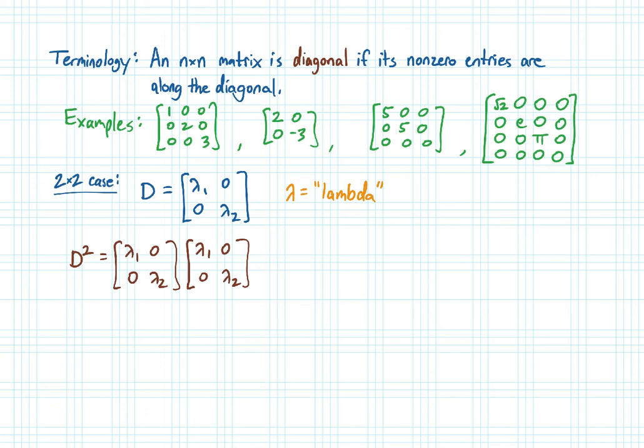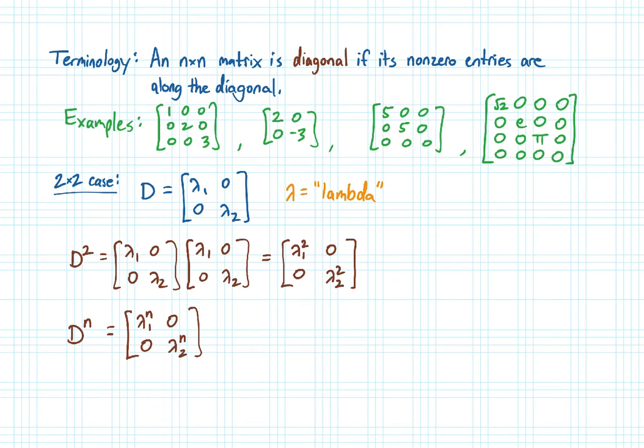So let's start with D squared. You do this multiplication, and what you'll notice is that the result is again a diagonal matrix, where the entries along the diagonal are just the squares of the entries of D. And if you keep multiplying out higher and higher powers of D, the same pattern continues. D to the n is a diagonal matrix where the entries are the entries of D to the power of n. And so this is great. You can calculate powers of a diagonal matrix easily.